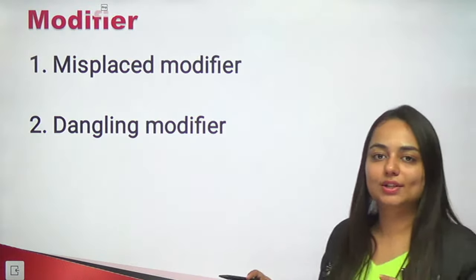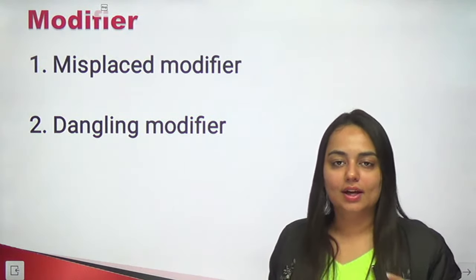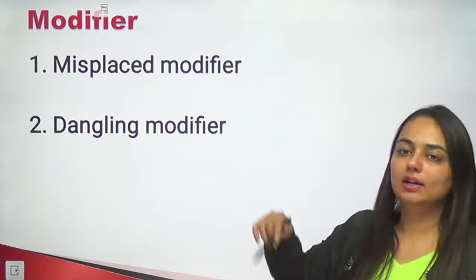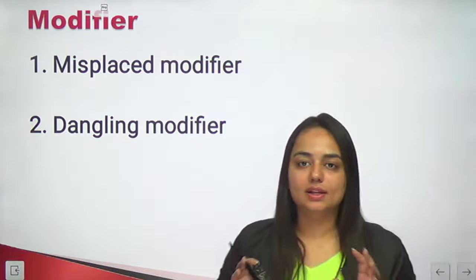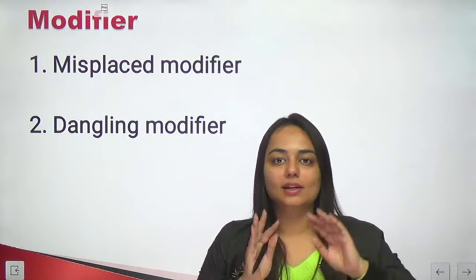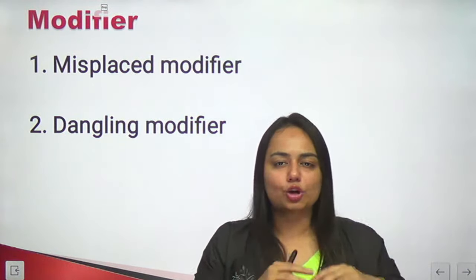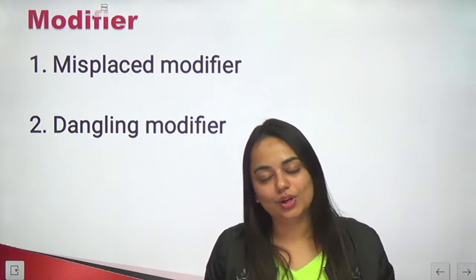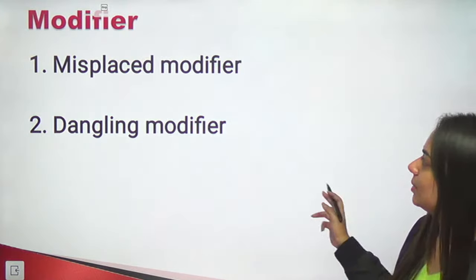Now coming to the next topic, which is modifiers. Modifiers are of two types, misplaced modifier and dangling modifier. A modifier is again any word or any phrase that is modifying something, talking about some quality, decorating something else. It's known as a modifier. Let's see some examples of it.